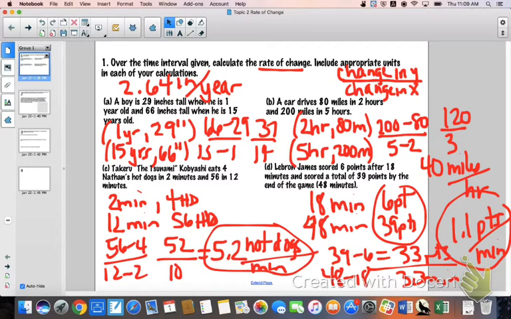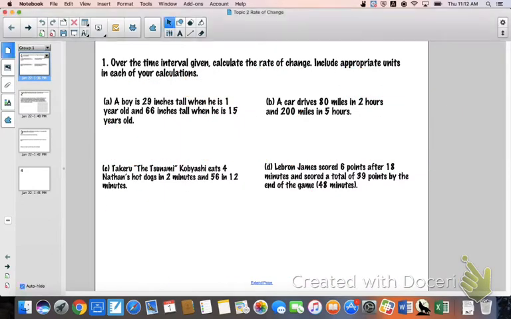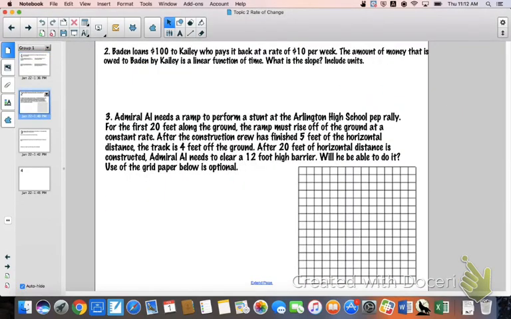Okay, so let's go to page 2. Page 2, Baden loans $100 to Kaylee, who pays it back at a rate of $10 per week. The amount of money that is owed to Baden by Kaylee is a linear function of time. What is the slope? All right, so your slope is your rate of change. Okay, slope is the rate of change.